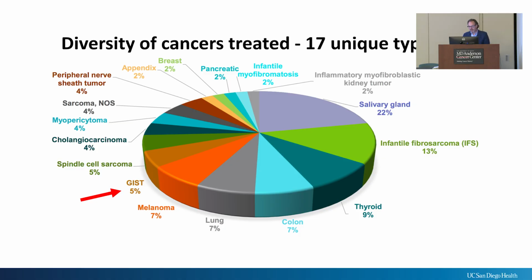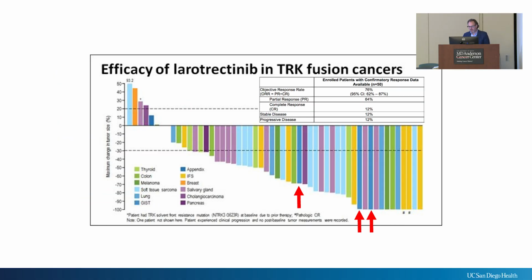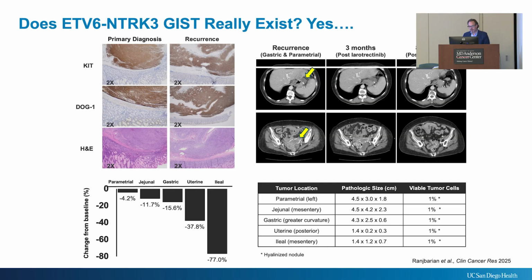Now, what we now know is about 5% of the NTRK fusion tumor types are represented by GIST. And we've also seen from the clinical trials several responders, including complete responses, meaning 100% resolution of tumors, in treating patients with NTRK fusion GIST. Now that said, some people have raised the question, does it really exist? And are questioning whether these were truly GIST or not.